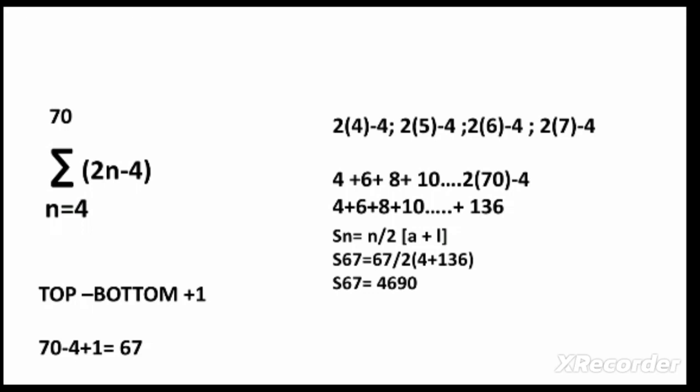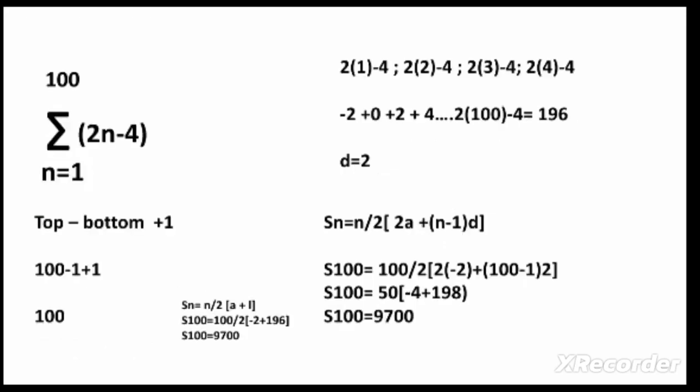There's an arithmetic series because the difference is 2, hence we use the formula for the arithmetic series to get the sum. So let's move on to the next question, whereby the bottom number is 1 and the top number is 10. If we substitute the 1 on the end, we're going to get our first term. If we substitute 100, we're going to get our last term.